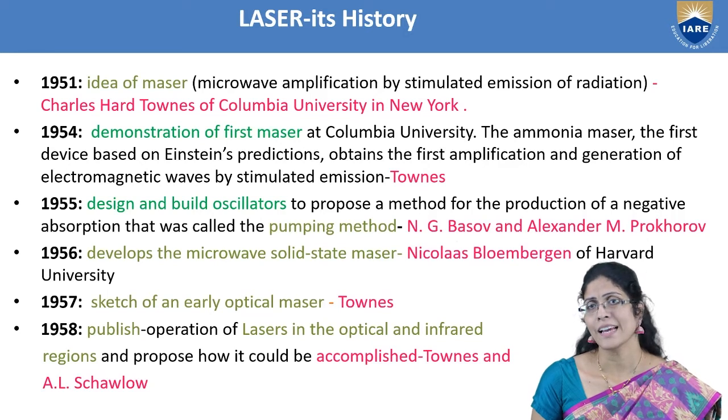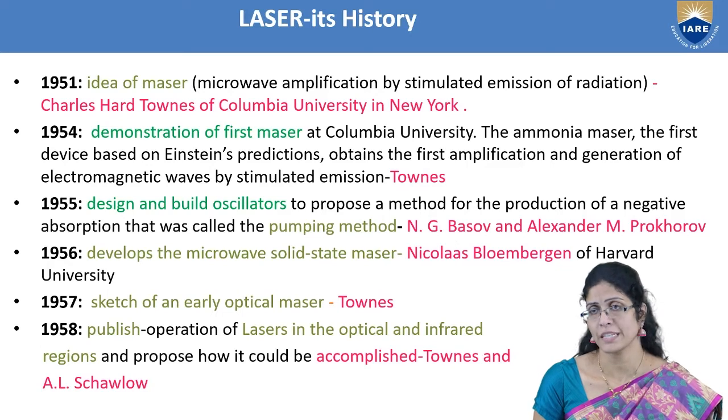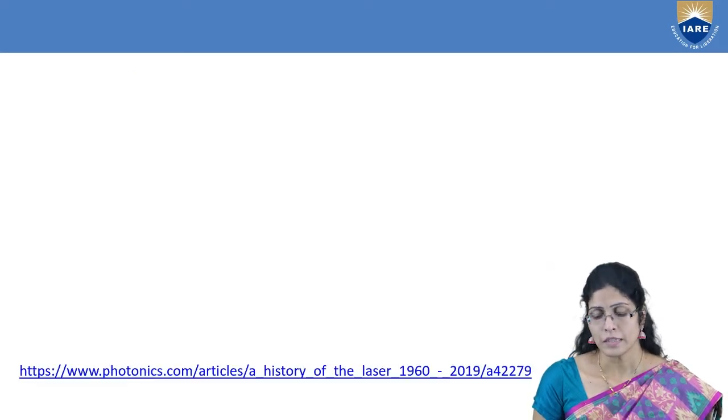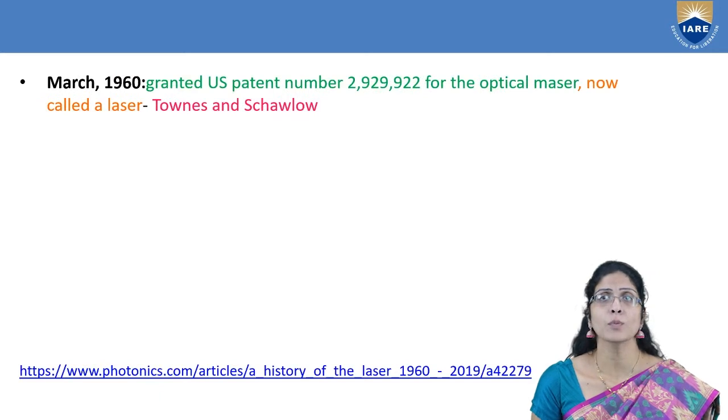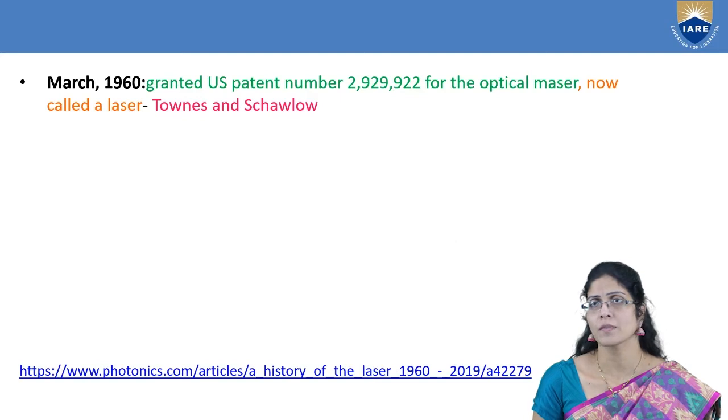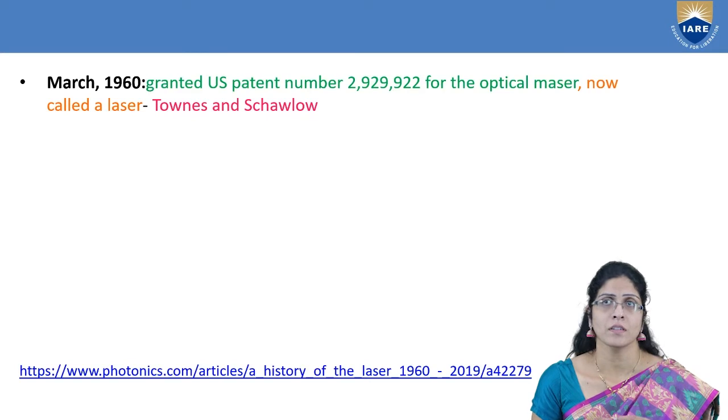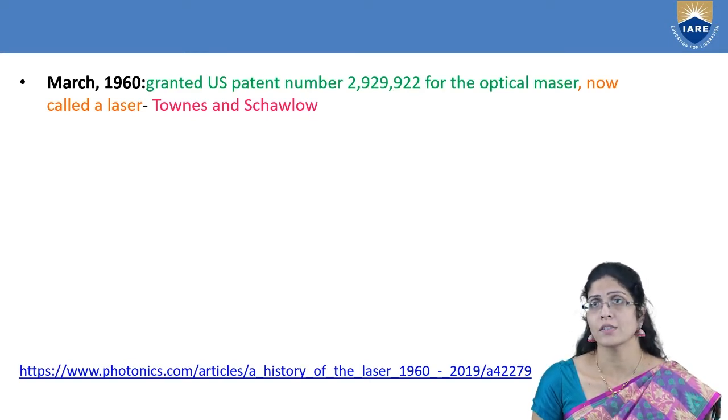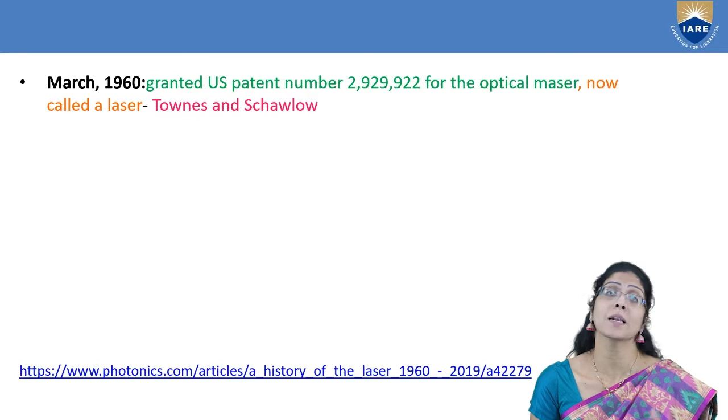One year later, Townes, along with his student Schawlow, was able to publish the operation of lasers in both optical and infrared regions, and even propose how well it could be accomplished. It didn't start here, but it moved ahead, so that in 1960 they were able to prove it so well that Townes and Schawlow were given a patent in 1960 for the laser, which was then called an optical maser.